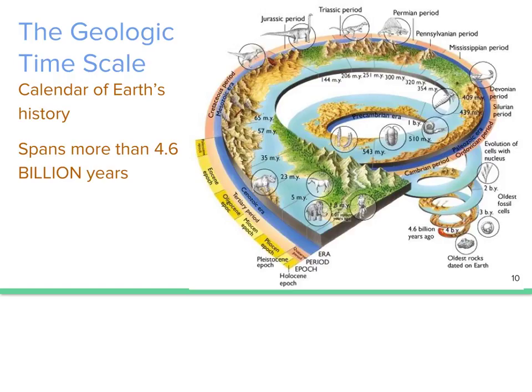Scientists have calculated the ages of many different fossils and rocks. From this information, scientists have created a calendar of Earth's history that spans more than 4.6 billion years. Scientists have divided this large time span into smaller units called eras and periods. This calendar of Earth's history is sometimes called the geologic time scale.